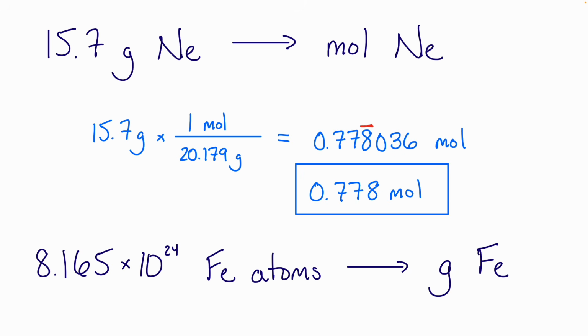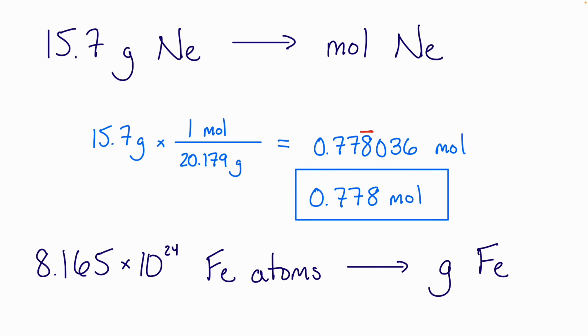Right, so for this first one here, I got my 15.7 grams of neon and I divided it by 20.179. Where did this number come from? Periodic table, all right? That's my molar mass of neon. That gets me from grams into moles, and then rounding that to my 3 sig figs, I get 0.778 moles of neon.